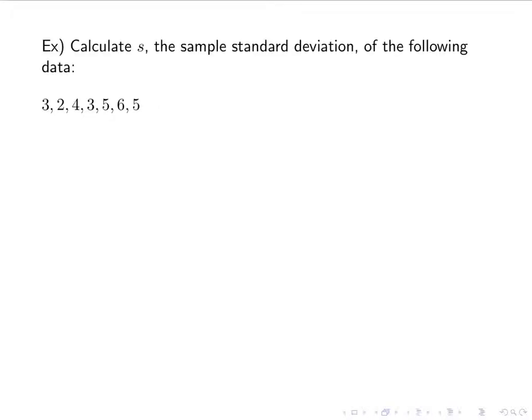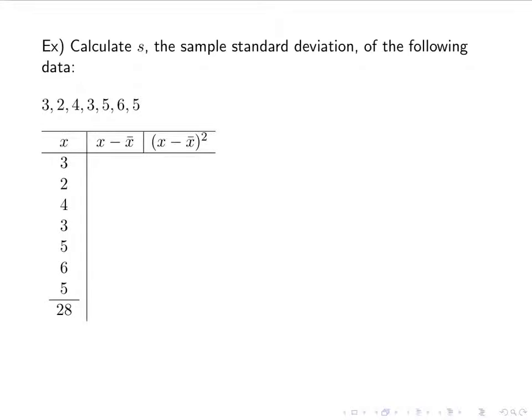So we're going to do one example. Later on, we're going to show you how to do this in Excel so that you're not going to have to do it by hand. So we'll do one without too many data points by hand so that we can see what's actually happening. Calculate S, the sample standard deviation of the following data: 3, 2, 4, 3, 5, 6, 5. What I like to do is make a table. So I have x, the values, which I've listed.